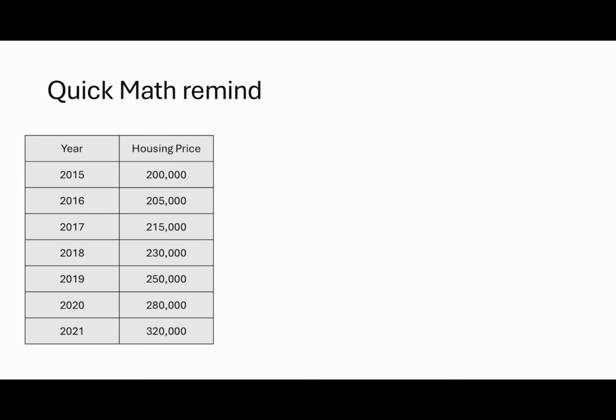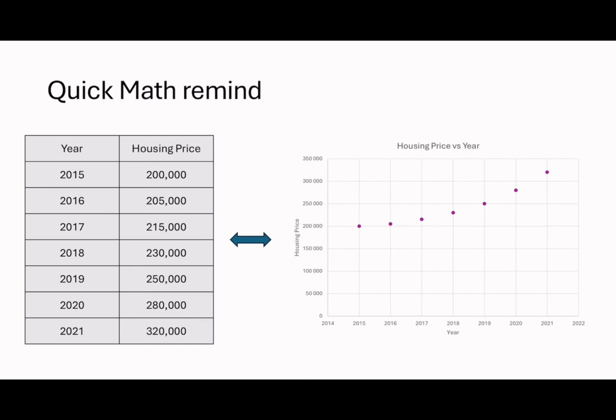Here we have a dataset of housing prices from 2050 to 2021. On the left we have the raw data in a table, and on the right we have a scatter plot showing these values visually. Each row in the table represents a year and the corresponding housing price. The scatter plot allows us to see trends in how prices change over time. But how can we quantify this relationship? That's where linear regression comes in.